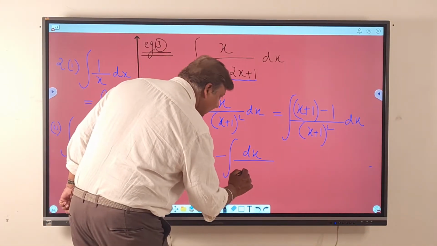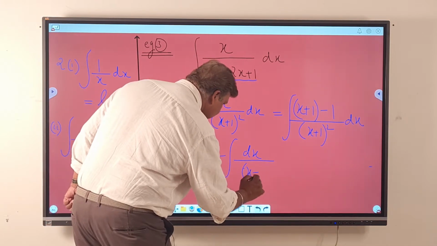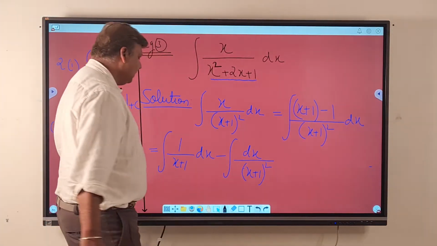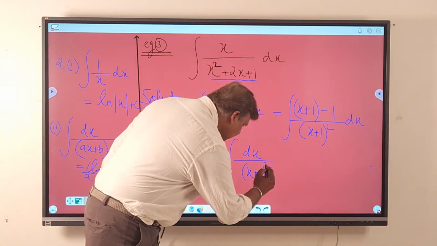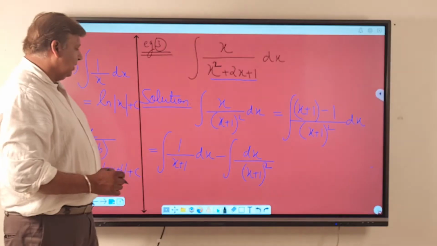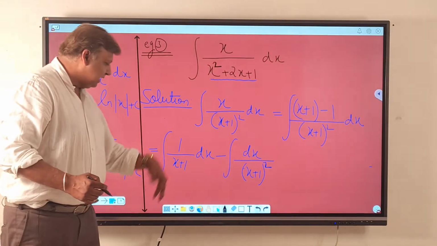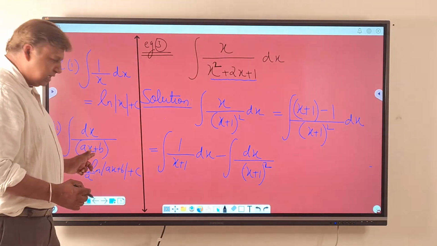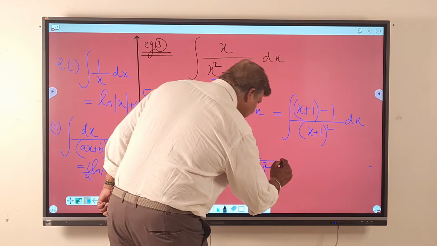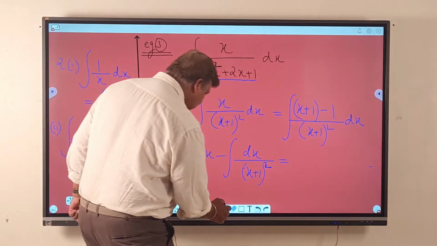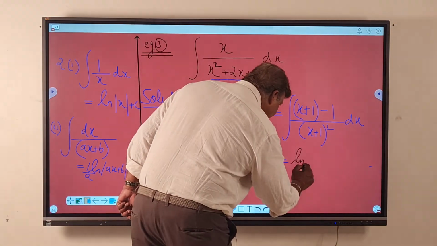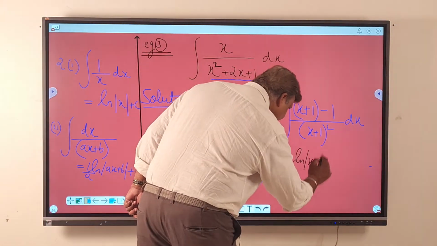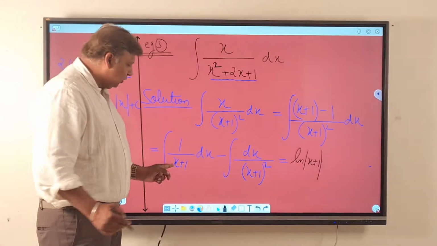So instead of 1, I'll write dx, and here it is (x plus 1) whole square. Isn't that right? So 2 I have not made properly. So 1 upon x plus 1 integration would be same as the second formula. So what you will get here is, finally, ln of mod x plus 1. This is the integration of this fellow.